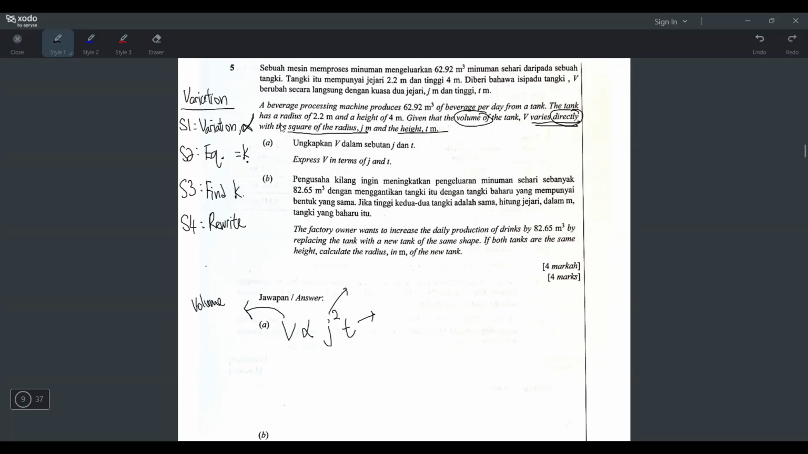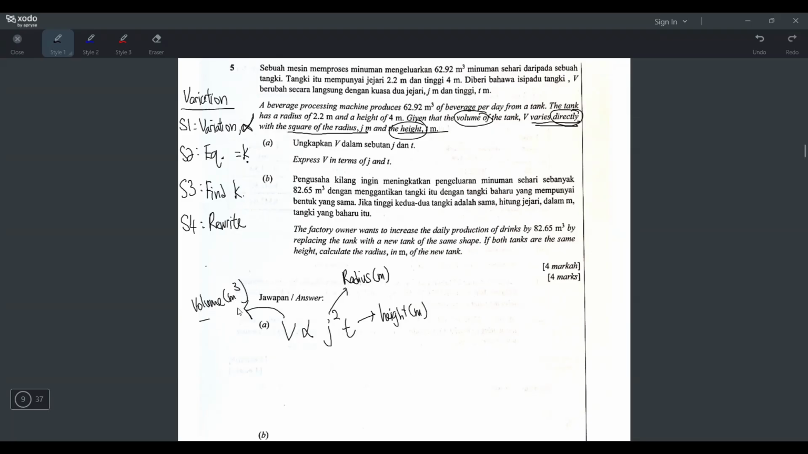Okay, and then J is what? The radius, right? So the unit would be in meter. And then the T represents height. The question mentioned already, so I will just write height, and it's in meter. And then the volume is in meter cube.